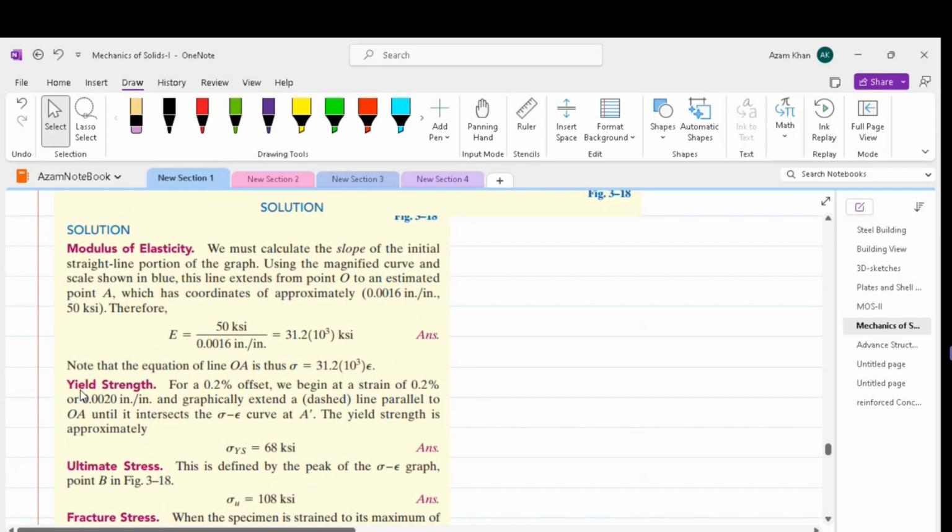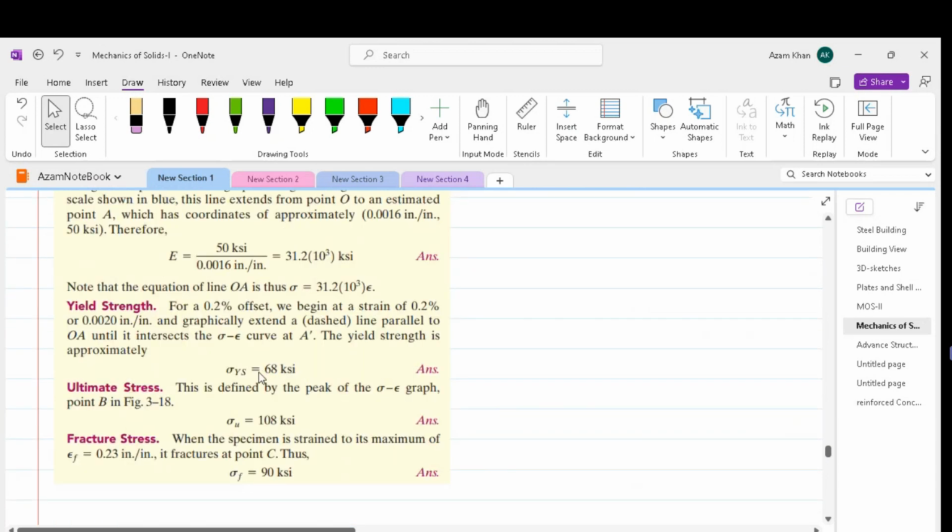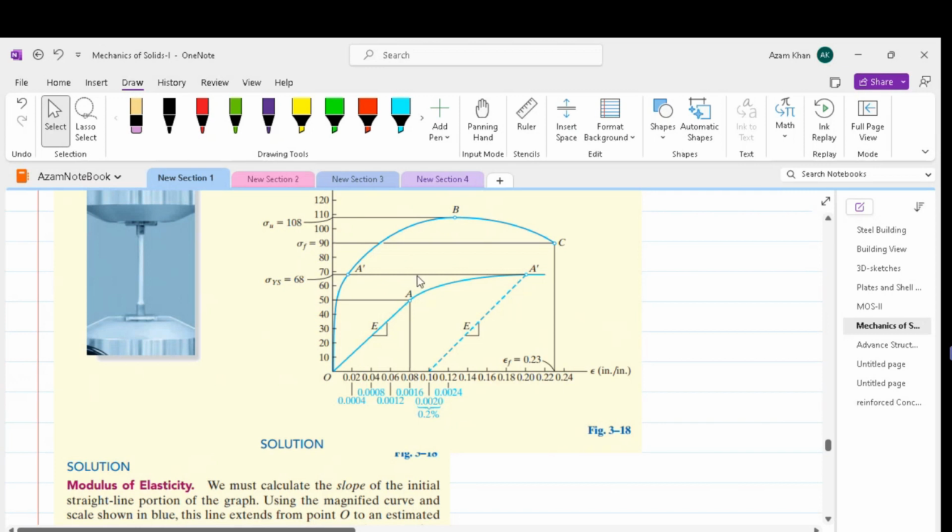After that, we have to determine the yield strength. So we can apply the 0.2% yield point rule. We already know now the slope of this line, OA. We draw another parallel line which is at 0.2% offset from point O. Wherever this line touches the curve, that is our yield point. From this, we get a yield of 68 ksi, as can be seen over here.